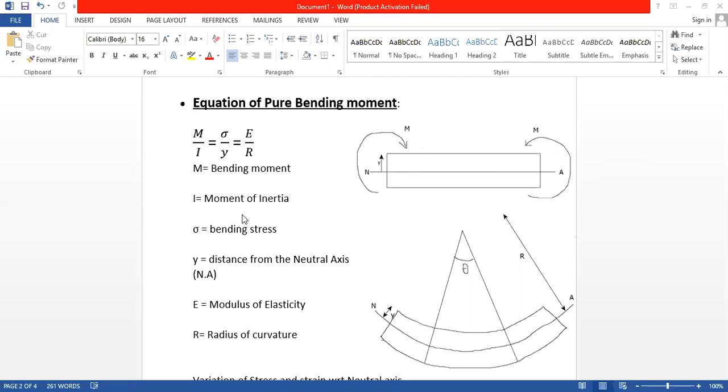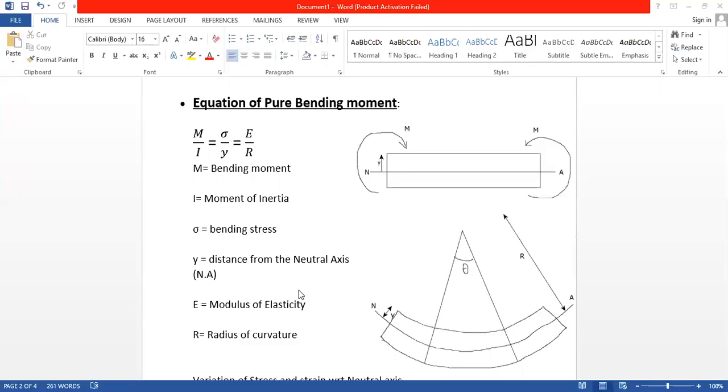Sigma represents the bending stress that is acting in the beam. So what is bending stress? We had already discussed bending stress. Bending stresses are stresses that develop in a beam when a beam is subjected to external loads that will cause the beam to bend.